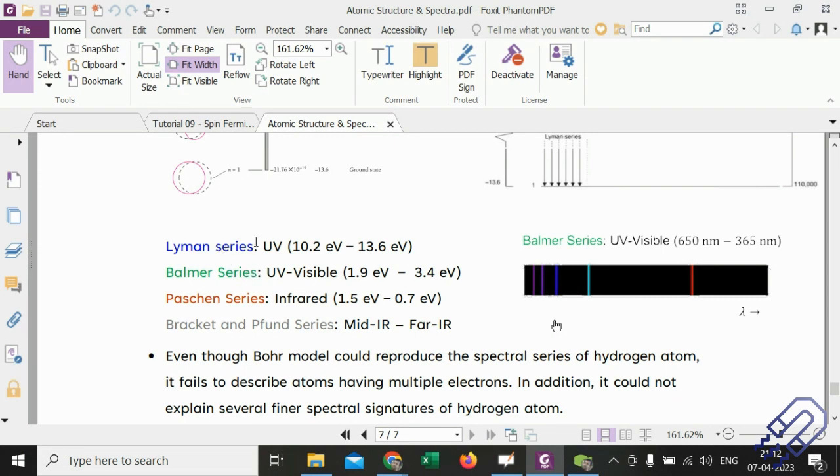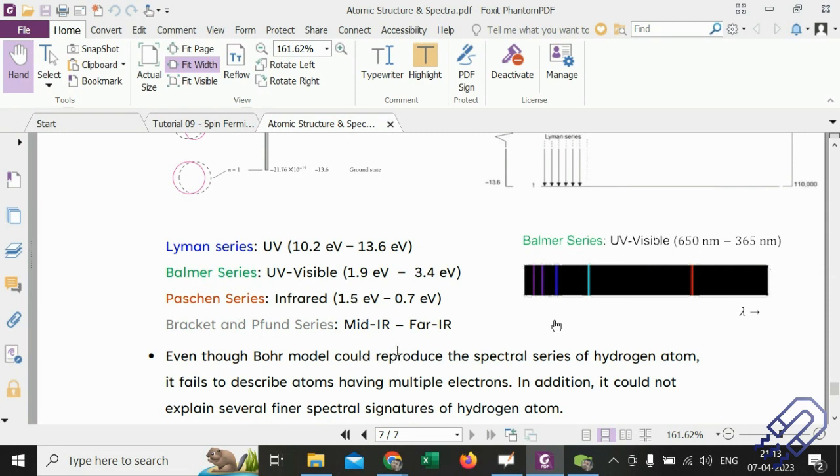So we have Lyman, which lies in the UV range, and Paschen will be in the infrared range, and Brackett and Pfund will be in the mid infrared and far infrared regions. When we talk about the infrared region, it means the wavelength should be greater than 700 nanometer, 800 nanometer, or something like that. So this was important. Okay, now these things were actually explained by Bohr.